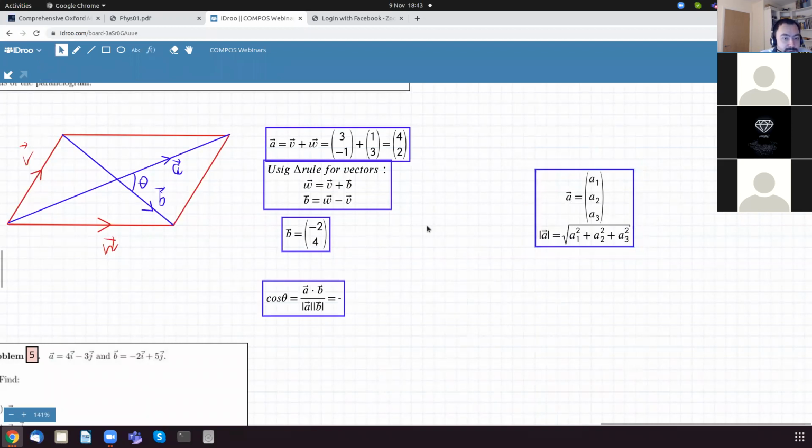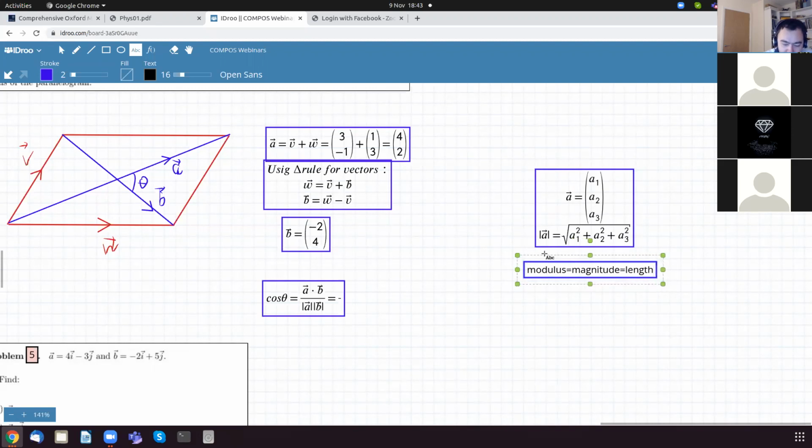And modulus is the same as magnitude, is the same as length of a vector.